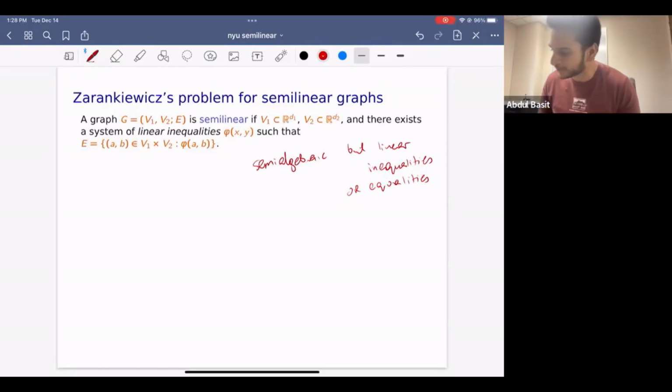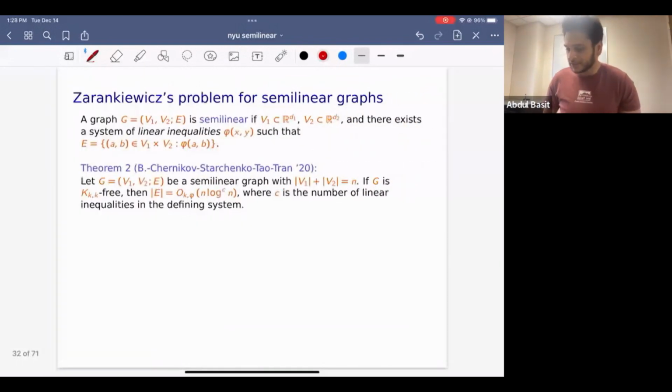What we end up showing is that if I have a semilinear graph and it's K_k-free, then the number of edges is n times log to the Cn, and we can specifically say what C is. C is precisely the number of linear inequalities in my defining system. So for example, the reason we have this n log to the 4 is because to specify an axis-parallel rectangle, you need 4, right? And like I said, if you have an open-ended, one-way infinite one, then you could make it 3.